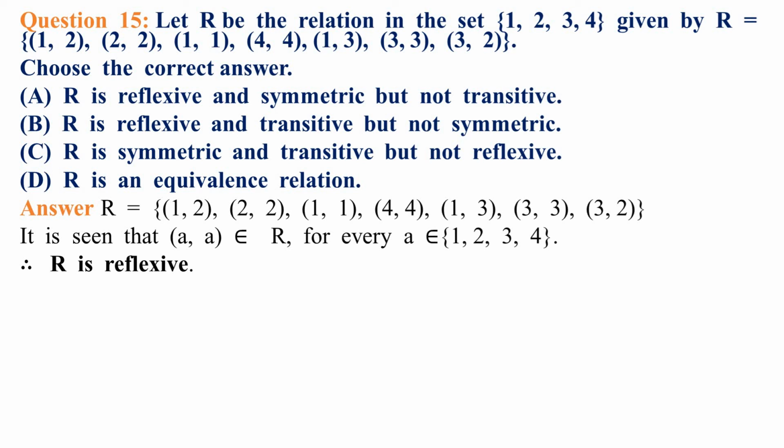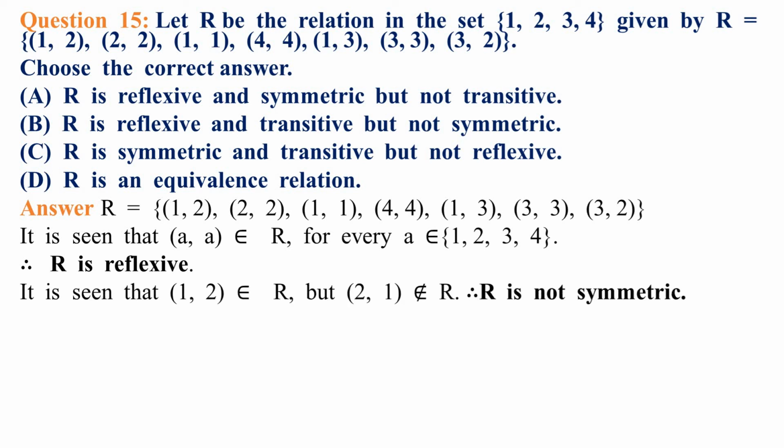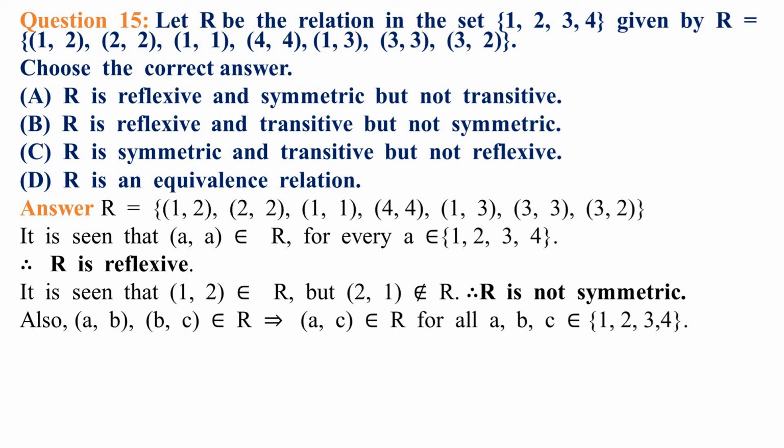Next, the symmetric relation. Symmetric means (a, b) belongs to R implies (b, a) belongs to R. Check the first pair: (1,2) belongs to R, but (2,1) does not belong to R. So R is not symmetric. So only option B remains: R is reflexive and transitive but not symmetric. So option B is the correct answer.